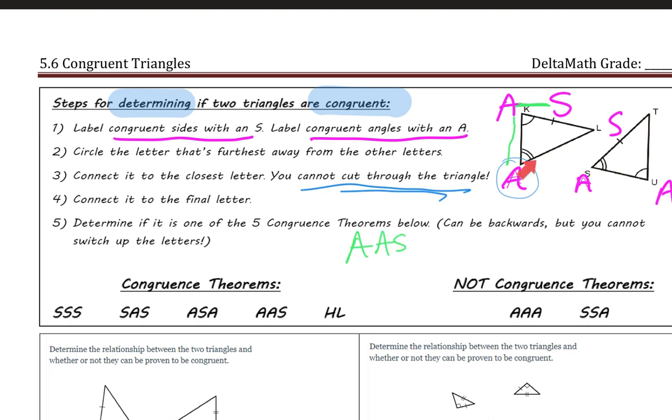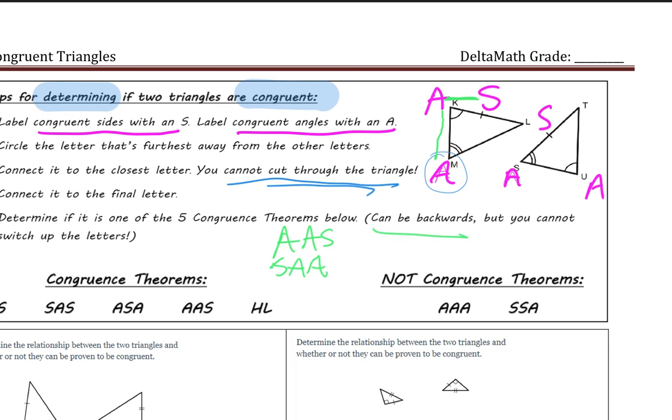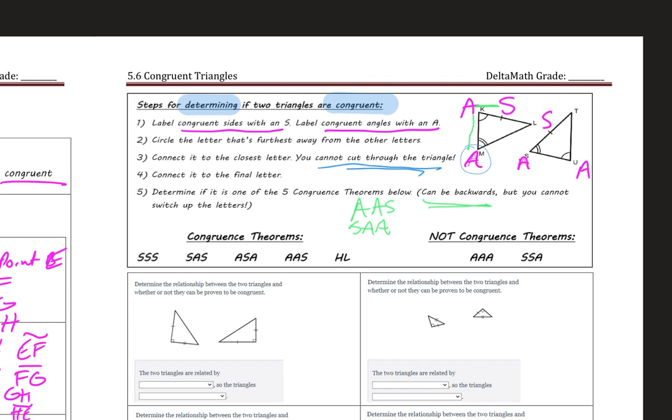AAS, right? Now, what if I said that I circled this one first, and then I went this way? That would be SAA, right? SAA. Now, what we said was that it can be backwards. Okay, so these are both the same thing, right? Because it goes the same way. Either way, we'll look.